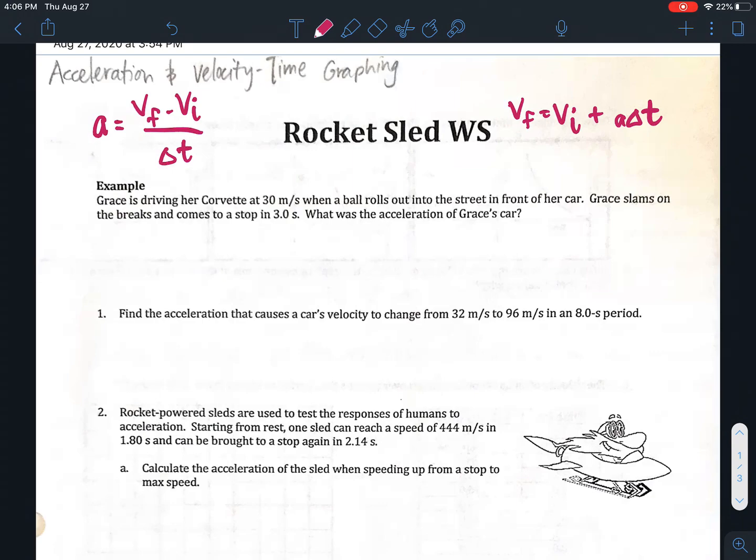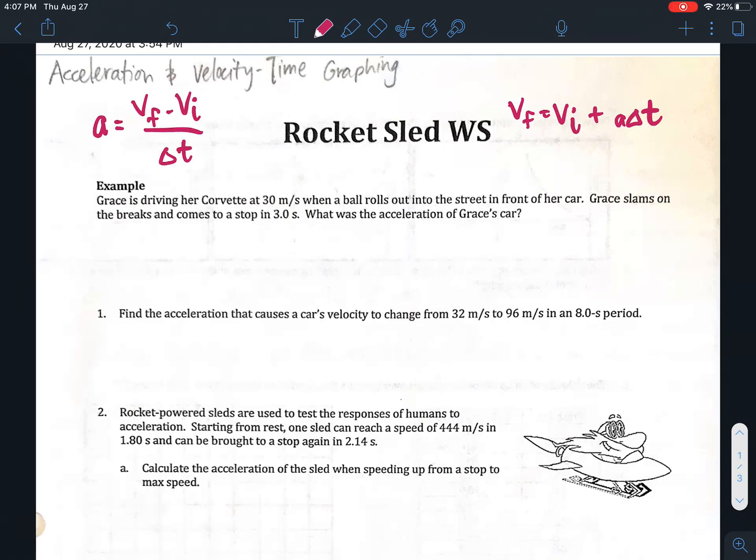Okay, so when we do any kind of physics problems, we want to start with finding the givens. So in our example, Grace is driving her Corvette at 30 meters per second when a ball rolls out into the street in front of her car. Grace slams on the brakes and comes to a stop in 3 seconds. What was the acceleration of Grace's car?